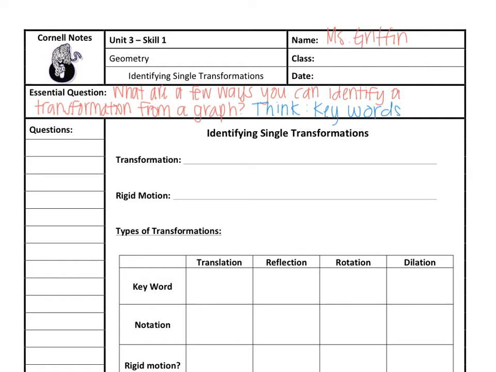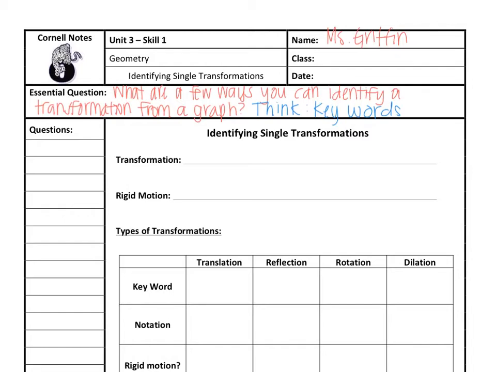We're taking a look at Unit 3, Skill 1, Identifying Single Transformations. If you need to pause the video to write down your essential question, please do. We do have quite a few vocab words to talk about today, as well as the different types of transformations, so this video will be just a little bit longer. Your essential question says, what are a few ways that you can identify a transformation from a graph? Think keywords. And we'll talk about what those keywords mean in just a minute.